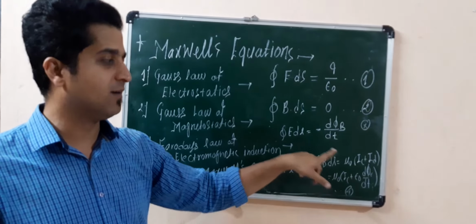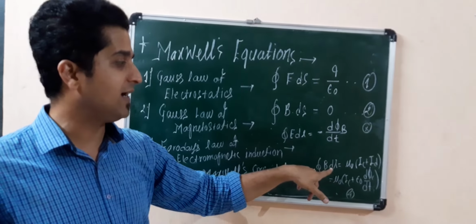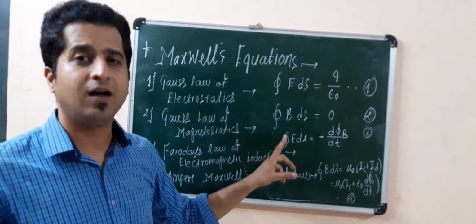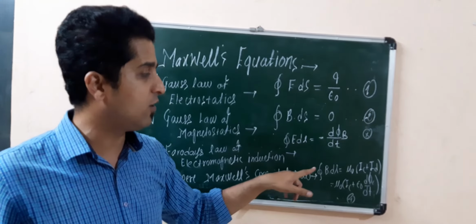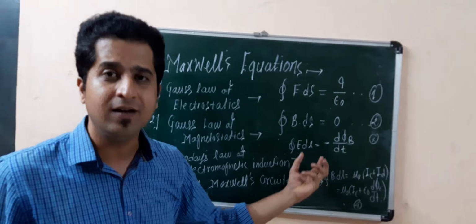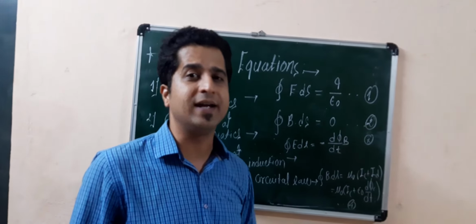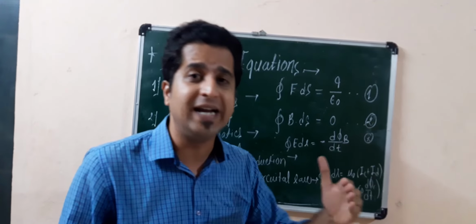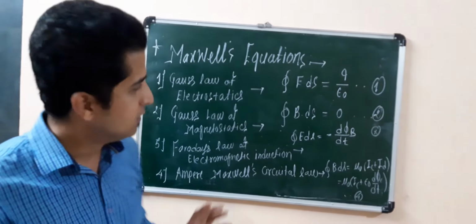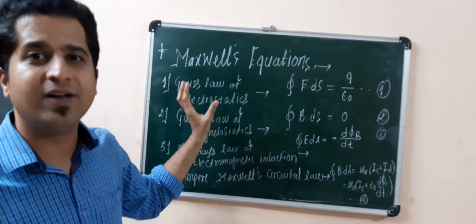Understood? It is nothing but the closed integral, or line integral, of the total magnetic field for any closed loop, equal to mu naught times the total current threading through that loop. So that is regarding Maxwell's equations.